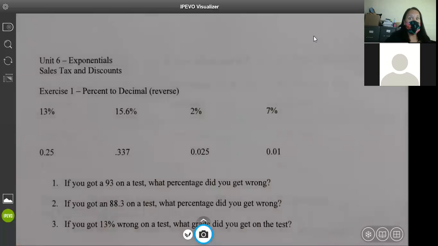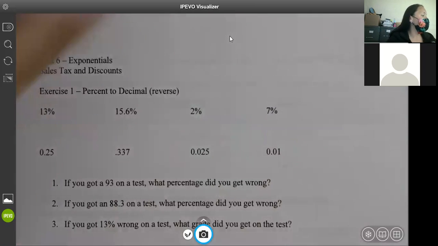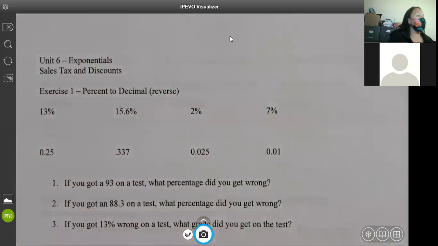So we're going to work on sales tax and discounts today. It's really easy stuff, so you should finish pretty quickly. So we're going to start with changing a percent to a decimal.